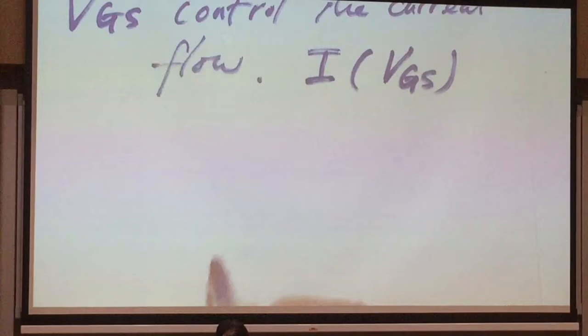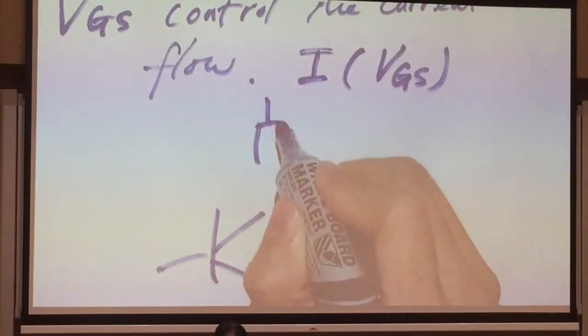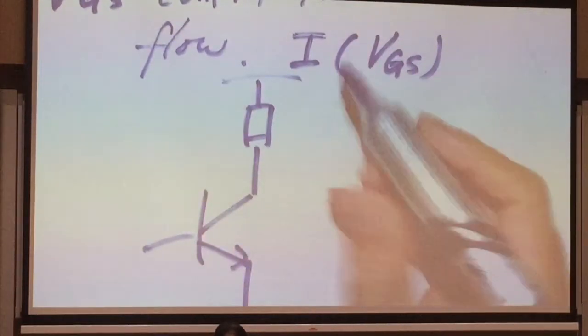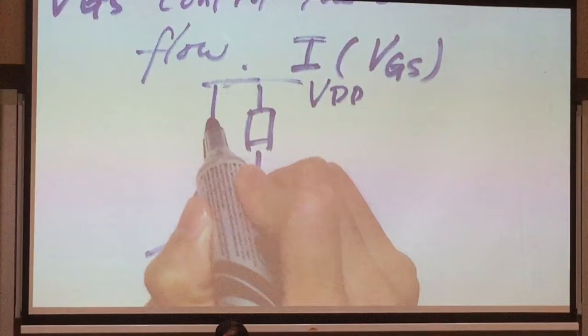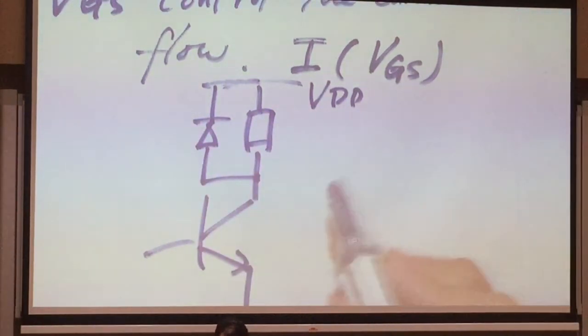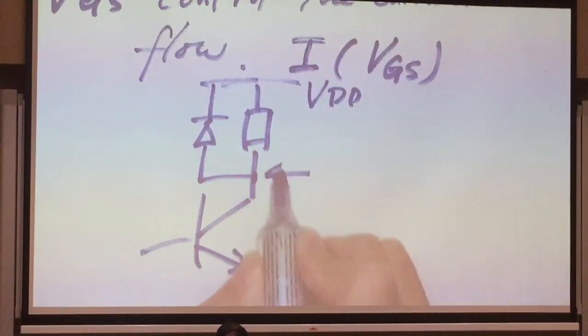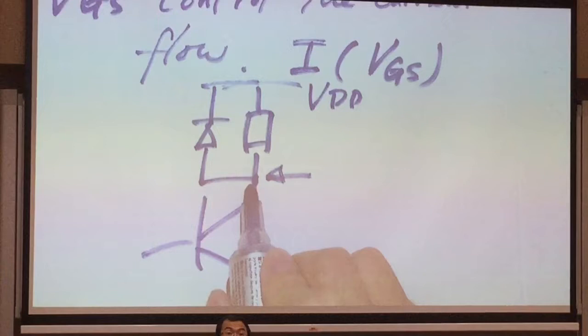Okay, so you have a PNP here, you have a load here, right? Here is your VDD, right? So we put a diode here, connected to this point. So my question to you is, what is the maximum voltage here you can have?